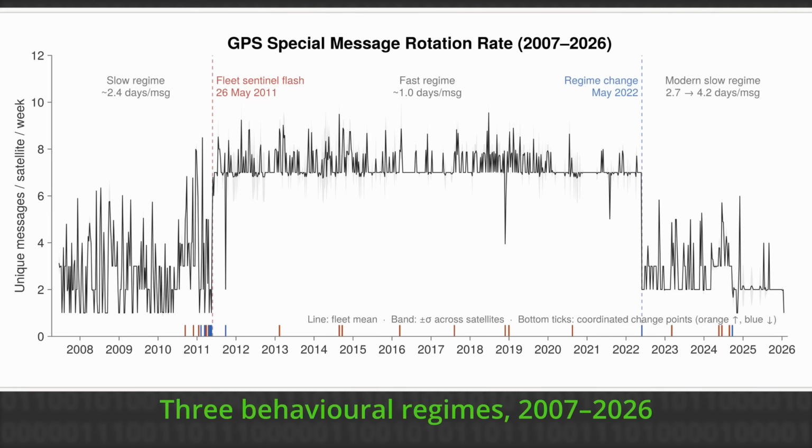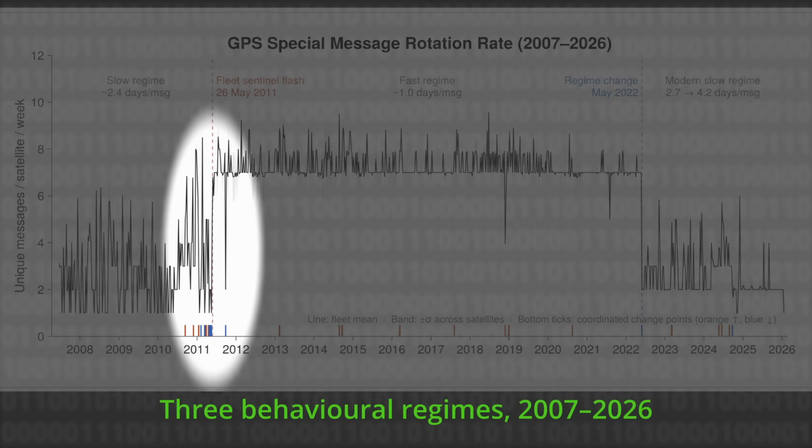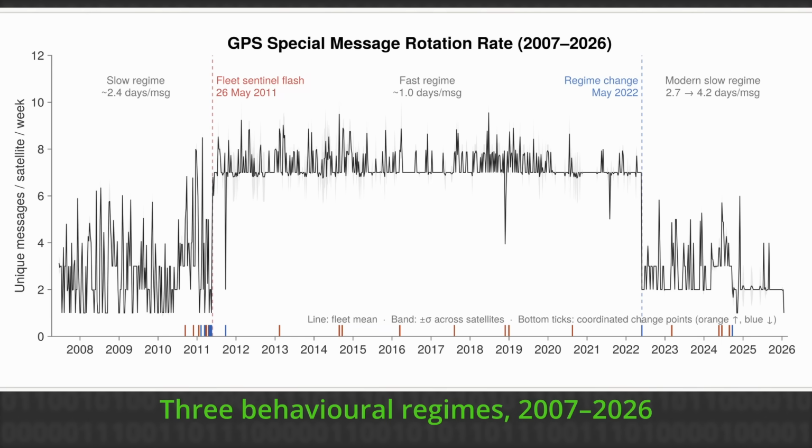It started off, when I had the data, at about 3.7 days per message. Then something happened on this graph. You can see that something looked like it changed on the 26th of May 2011. But again, this is just a feeling, whether something changed or not. To make it robust, you need to do some statistical tests, and the technique I use is called cumulative sum, and that tells you when there's something different about the data from before and afterwards.